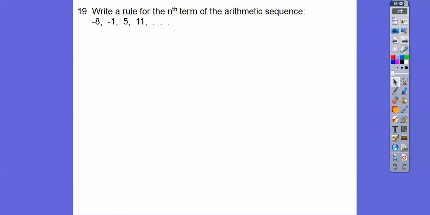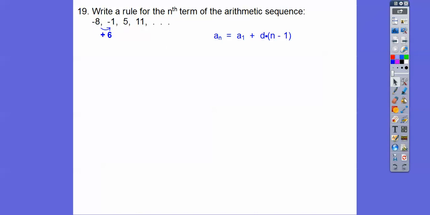So write a rule for the nth term of the arithmetic sequence. Okay, so our arithmetic sequence formula is that right there. Let's explain this again. It's been a while since we've done this. This means my nth term, a sub n. I forgot if our book calls it t sub n or f of n. This says my first term, which is that right there. D is the common difference. How much does it go up by? So from negative 8 to negative 1, negative 1 to 5, and 5 to 11. So we just got to see how much these guys go up.